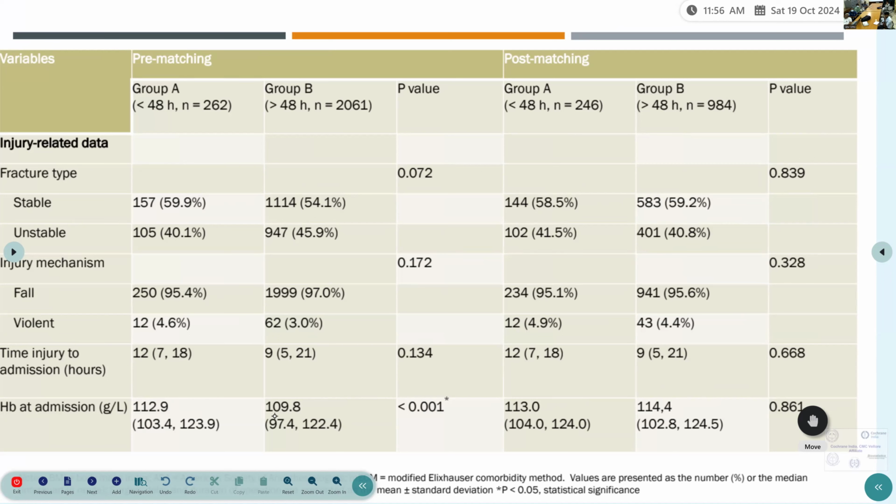Pre-matching, we have 262 and 2061, which was the early part of our flow diagram. After matching, there will be some outliers. So some patients will get excluded and we do lose data. So group A only had 246 and group B only has 984 patients left after matching.